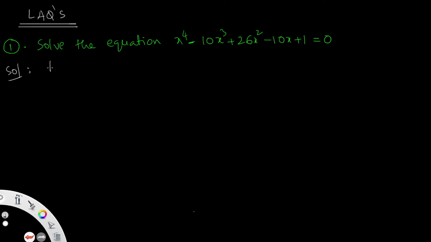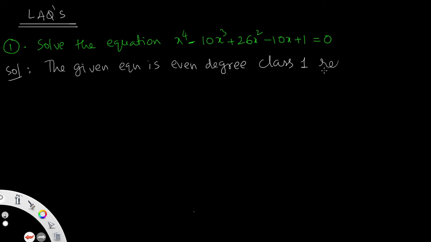The given equation is even degree, 4 means even. So it is an even degree class 1 reciprocal equation.